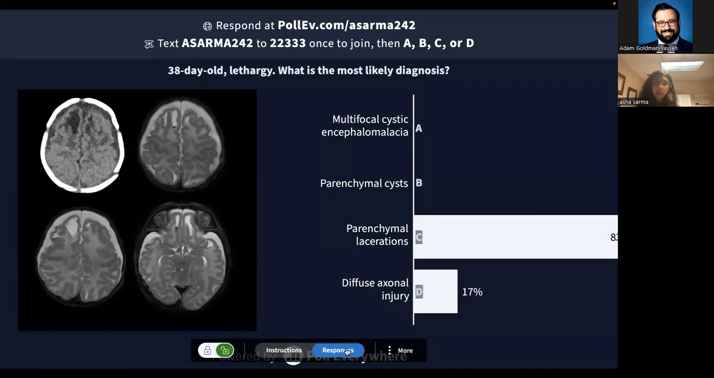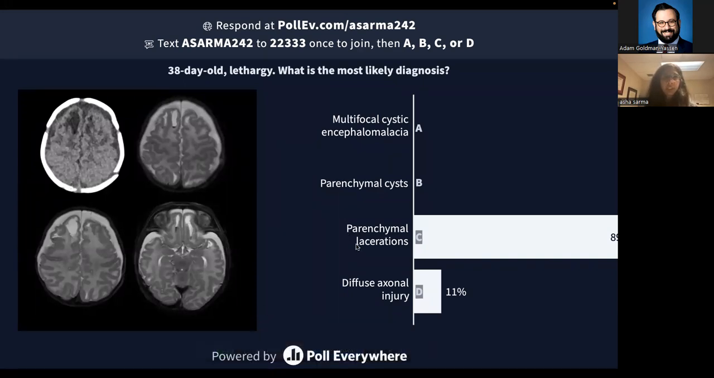So we've got some for parenchymal lacerations, some for diffuse axonal injury. And again, this is a sophisticated audience, I think, but this can be a tricky thing if you've never seen it before, especially if you're only seeing it on CT. It can be really confusing unless you know what it is. So the answer in this case is parenchymal lacerations, and we'll talk about those in a little bit more detail in a minute.